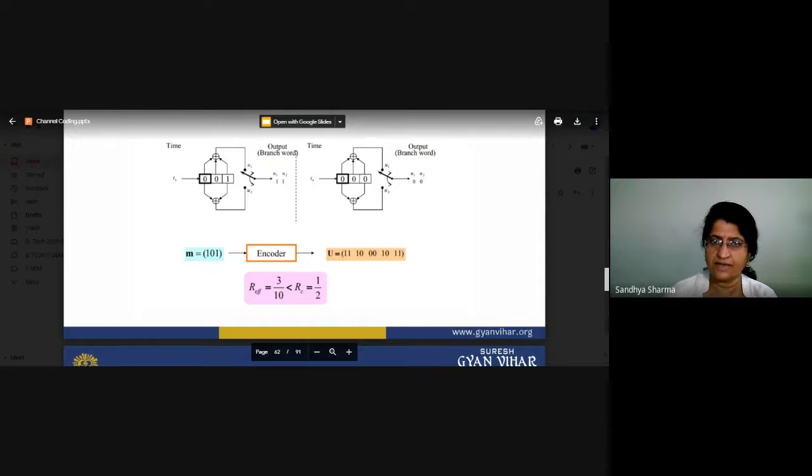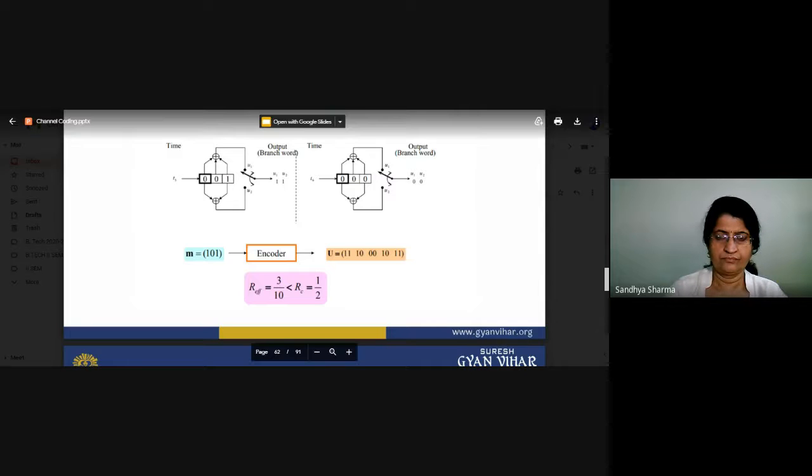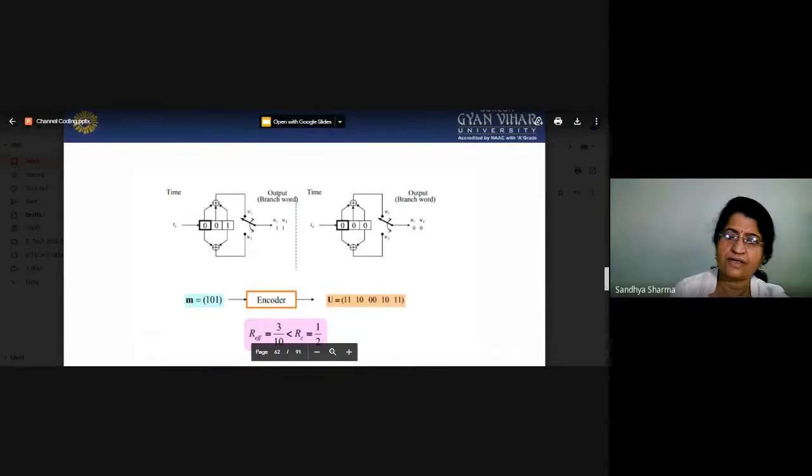So this is 11 00 00 10 11. This is the coded output of our convolution encoder, and the input message signal is 101. So you can convert 101 into 11 01 ... 10 00 10 11. This is the final output. So I think this is the basic working principle of our convolution encoder. It will be clear to you.